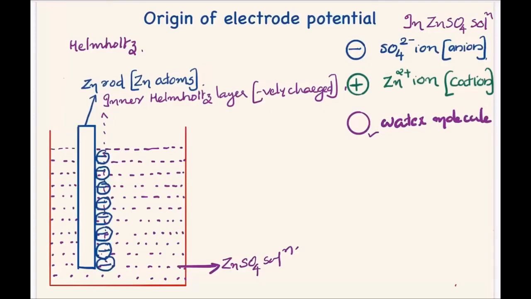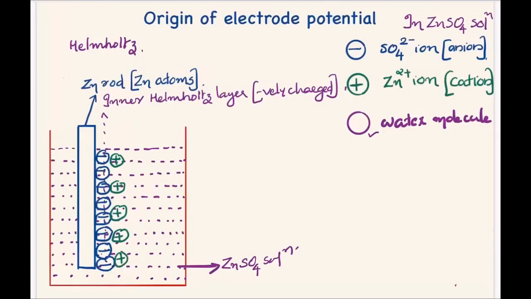So what will happen? Among the zinc ions present in this zinc sulfate solution, some of the zinc ions will get absorbed on the negatively charged inner Helmholtz layer because opposite charges they attract. So I am representing the zinc ions which absorbed on the surface of the negatively charged cations.